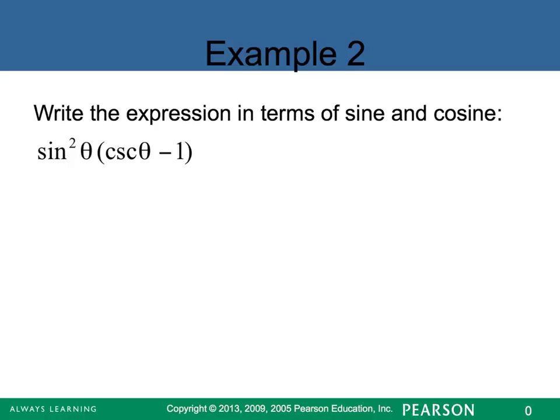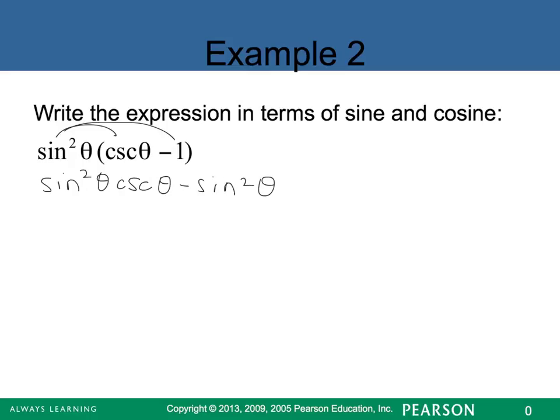Now, in our second example here, it says again to write in terms of sine and cosine, and so I start by saying that I have sine squared theta outside the parentheses. So I'm thinking that distributing my sine squared theta is probably a good idea. So I'm going to take my sine squared theta cosecant theta minus, and then sine squared theta.